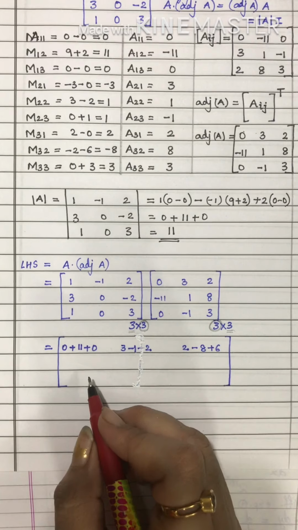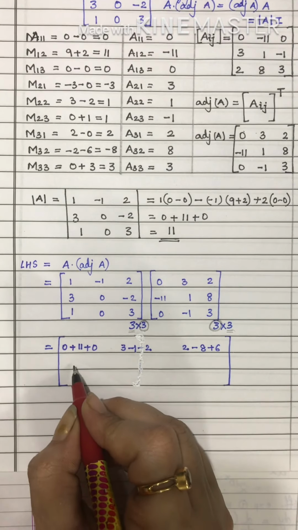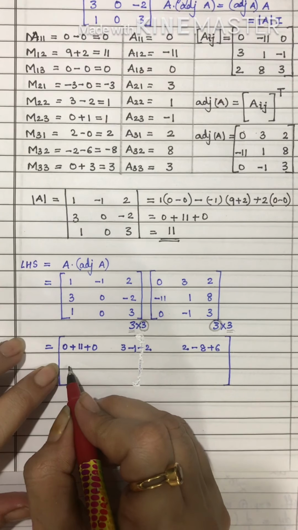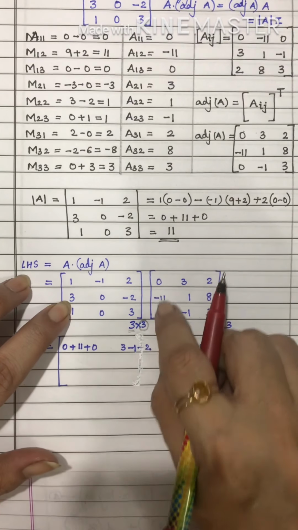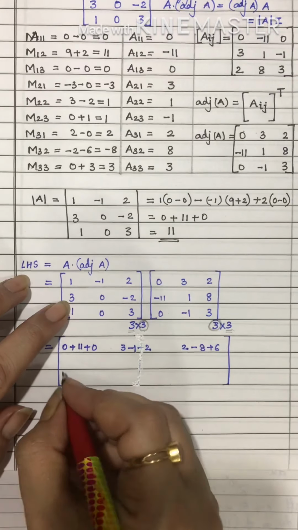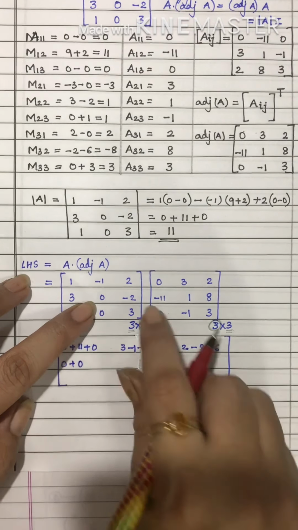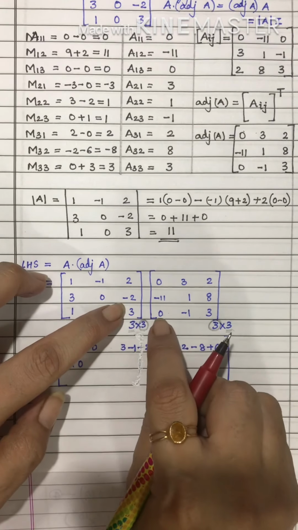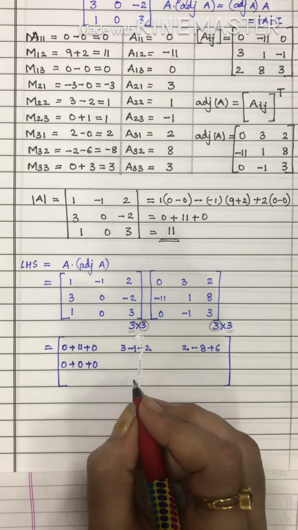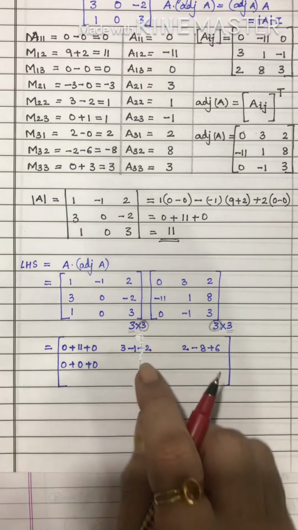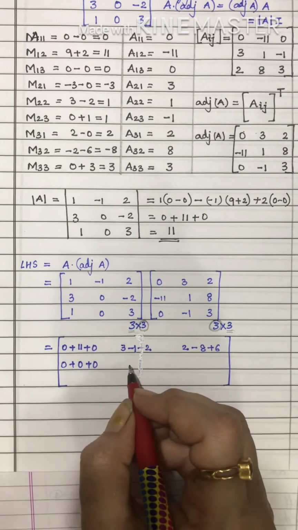Now solving further, the element position is A21, that is second row first column. So second row from here and first column from here. 3 into 0, 0, plus 0 into minus 11, 0, plus minus 2 into 0, we get 0. This is how you continue and try to complete all the elements quickly. I'll solve it further for you all.